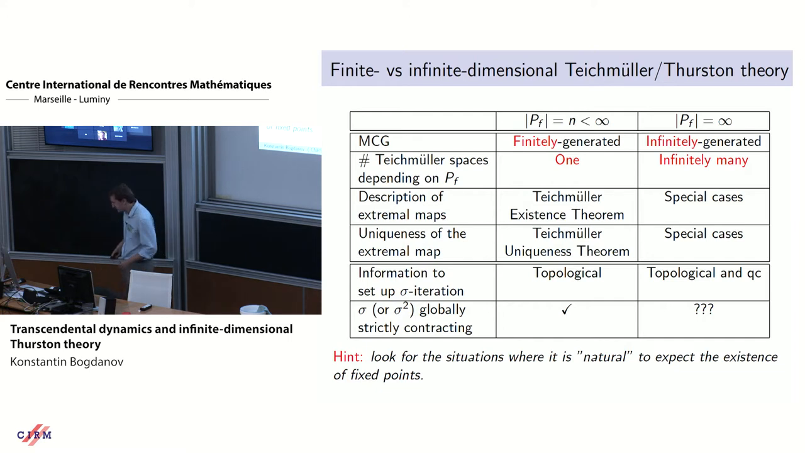Having in mind all this sea of troubles that we have with infinite dimensional Teichmuller spaces, a good idea would be to look for situations when we expect to have a fixed point of the sigma map. One of these situations appears in transcendental dynamics. I'm going to tell you about it in a moment.